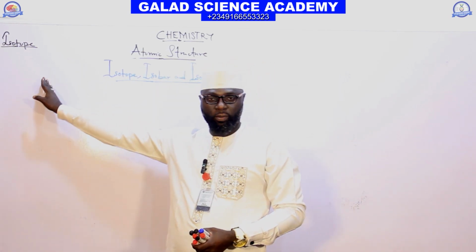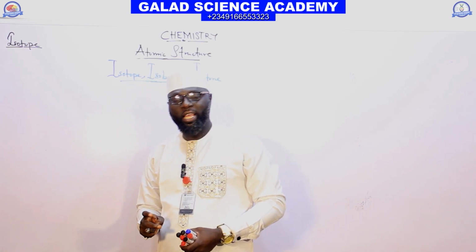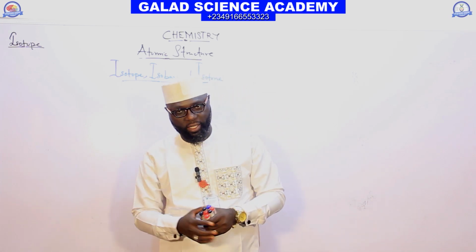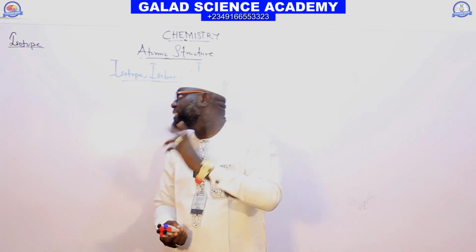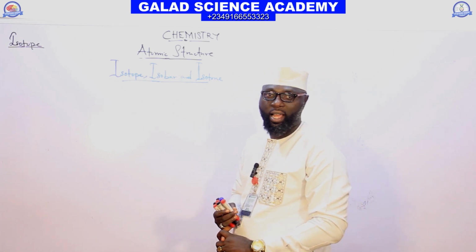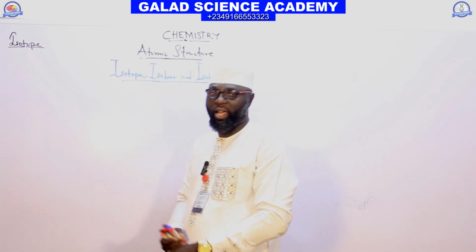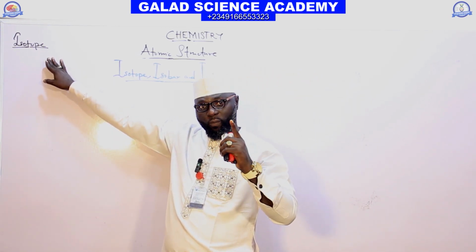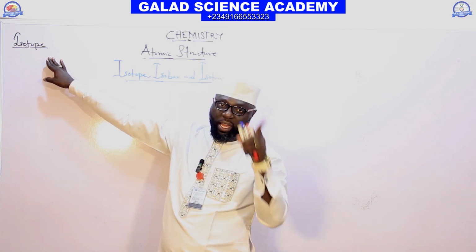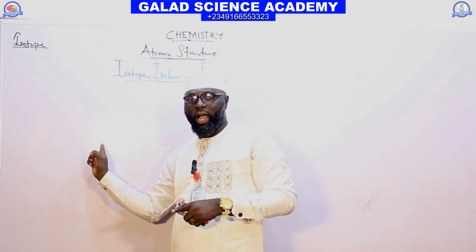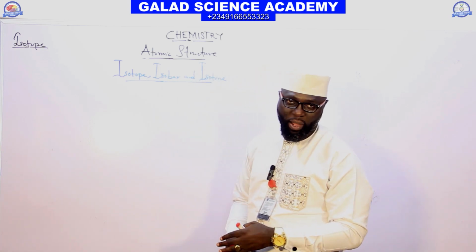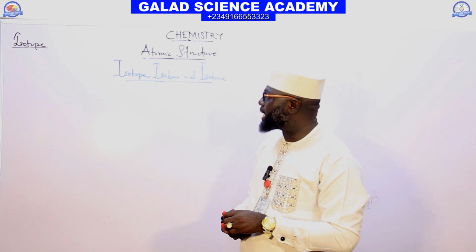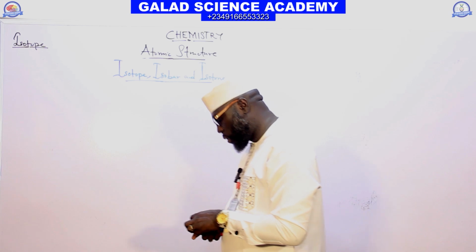Isotope is a phenomenon that exists between two or more atoms of the same element having the same atomic number but different mass number. Isotope exists between two or more atoms of the same element with the same atomic number but different mass number. That is what we call isotope.